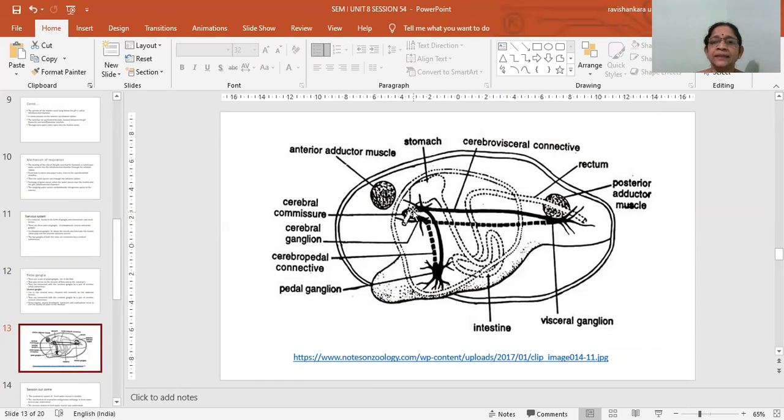Here in the anterior region, there is a pair of ganglia, which is connected by commissures, and both the lobes are connected by commissures. They connect with the visceral ganglia and pedal ganglia by connectives: cerebropleural and cerebrovisceral, and cerebropedal connective, and the visceral ganglia and pedal ganglia in the foot. All three are connected, and this kind of nervous system is primitive, which is found in this freshwater mussel.